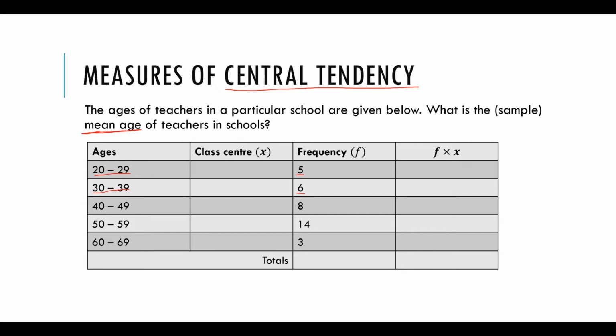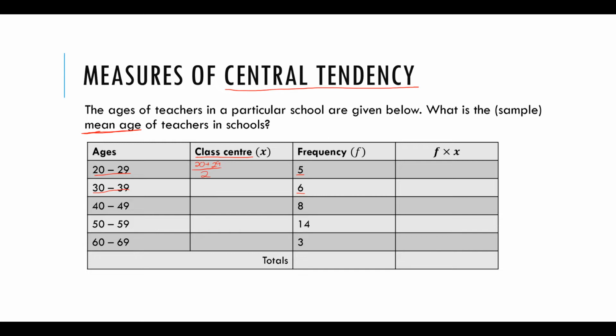So how do we calculate the mean? Well, technically, we're going to calculate an estimate of the mean because for these 5 people, we don't know exactly how old they are. We just know that they are somewhere between the age of 20 and 29. So what do we do to calculate the estimate of the mean? Well, we just assume that everyone's in the middle of this age bracket. Some will be above, some will be below, but hopefully it'll even out. So the way we write that is we use the class centre. How do we calculate the class centre? We add the two ends, so 20 plus 29, and then we divide it by 2.